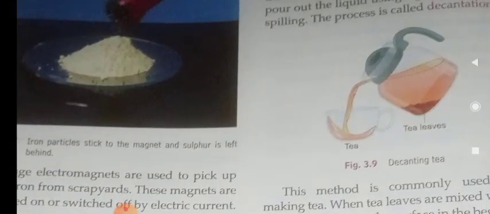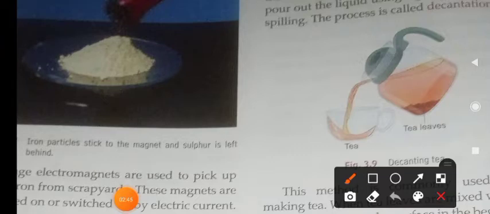That process is called what? Sedimentation. Do you understand what is sedimentation? Yes. So the liquid should be left undisturbed for some time. After some time, the residue will stay back, or the solid will settle at the bottom of the vessel. That is called sedimentation. And the clear liquid will be formed on the upper surface, and this is called the supernatant liquid.